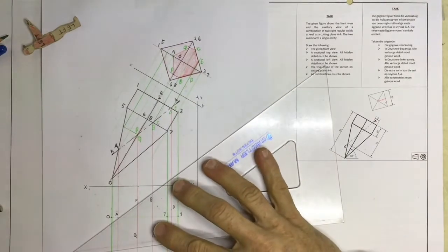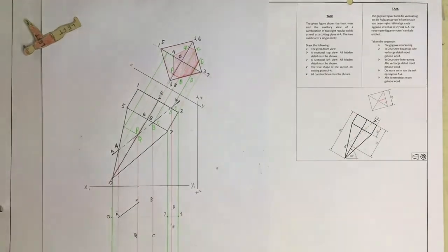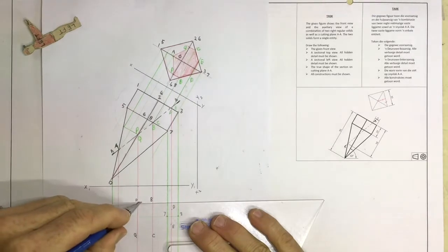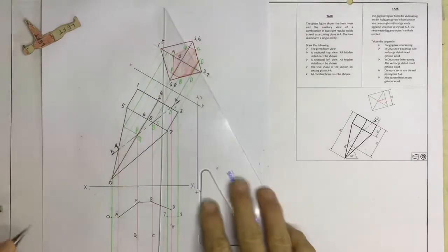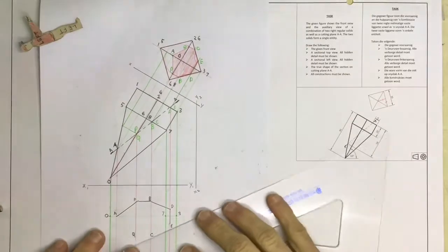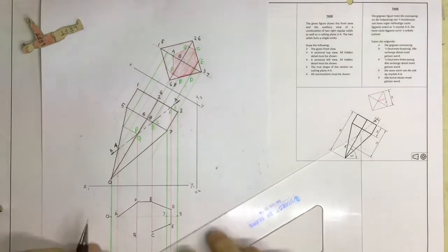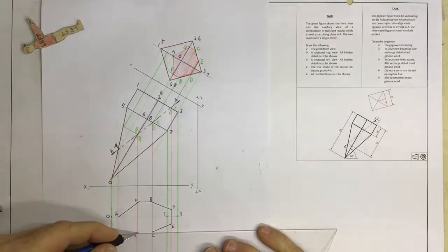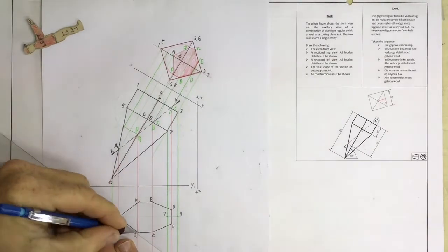A to P, P to B, B to D, D to E, C to E, Q to C, and A to Q over there. There's my cutting plane done.